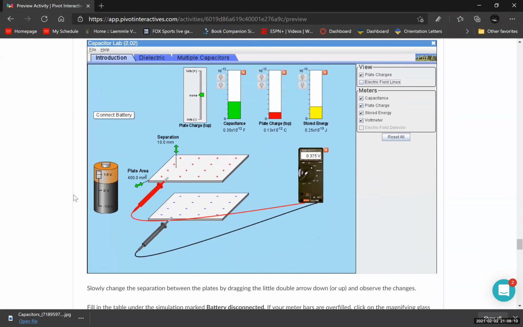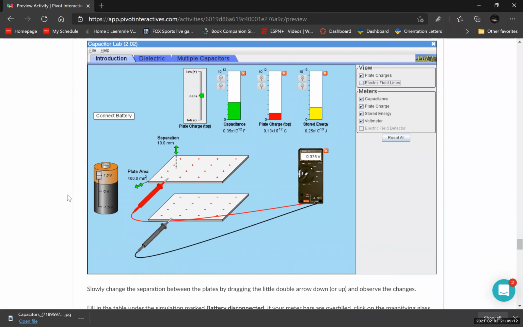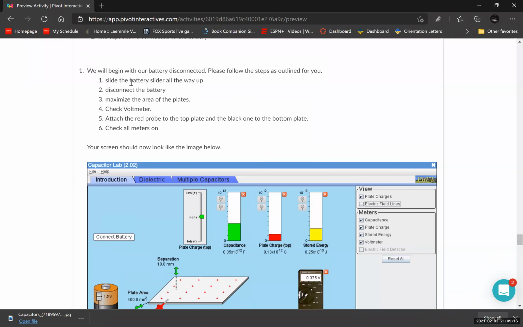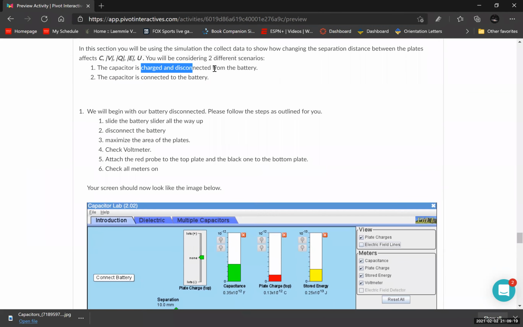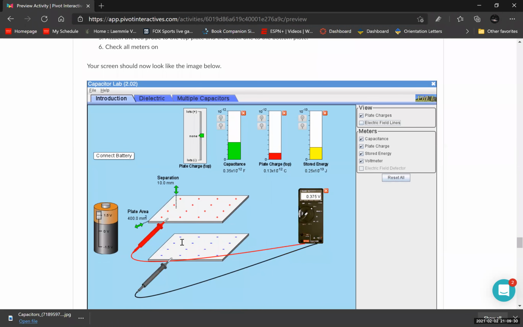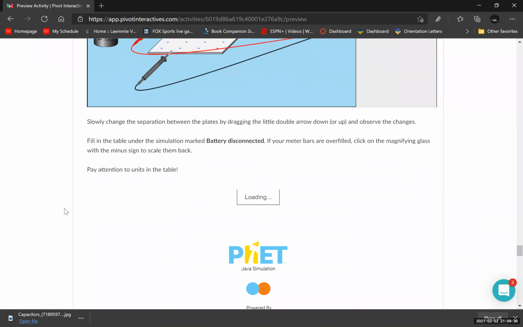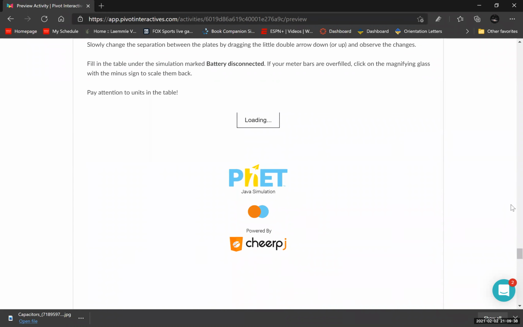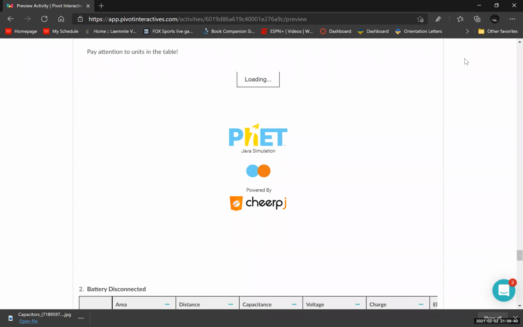That means this time around, what we have here is, you can see, right? So you have, again, in terms of capacitor charged and disconnected, then capacitor connected to battery. That means you first charge it and then disconnect and then make measurements and then connect it to the battery. So this is basically charged and disconnected. That means your setup should look like this when you make some measurements. That means, again, you wait until it opens up to make measurements.